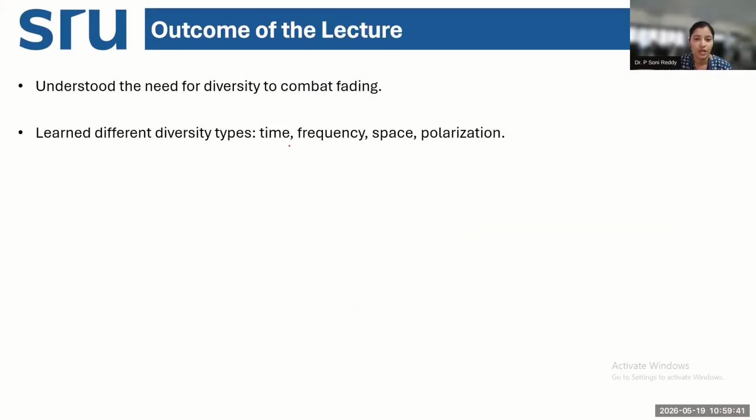Okay. So with this we come to an end of today's lecture. In today's lecture we have understood what is diversity, why diversity is needed, what are the criteria for implementing diversity in order to handle fading effect, and classification of diversity in terms of time, in terms of frequency, in terms of space, and in terms of polarization. We have done studying the different types of diversity in your syllabus.